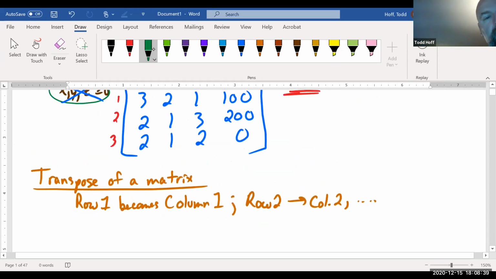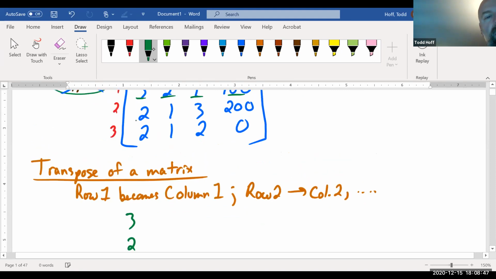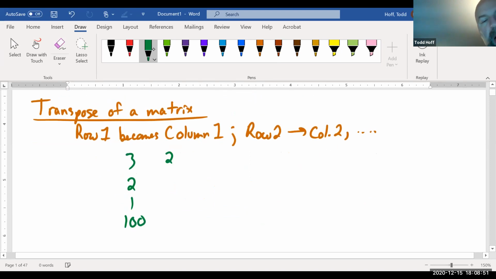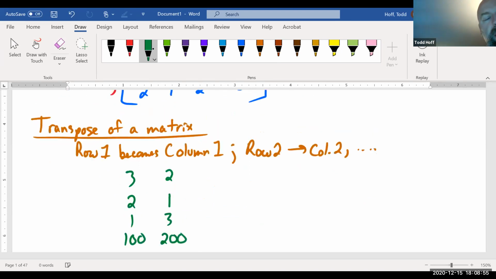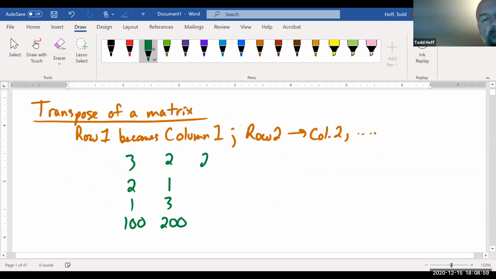So row 1 is 3, 2, 1, 100. So column 1 is going to become 3, 2, 1, 100. Row 2 is 2, 1, 3, 200. So column 2 becomes 2, 1, 3, 200. And row 3 is 2, 1, 2, 0. So column 3 becomes 2, 1, 2, 0.